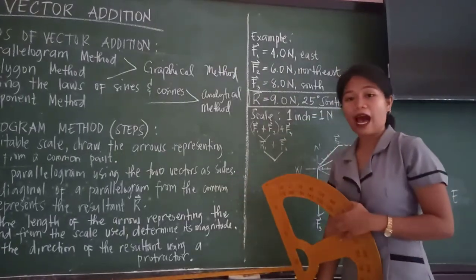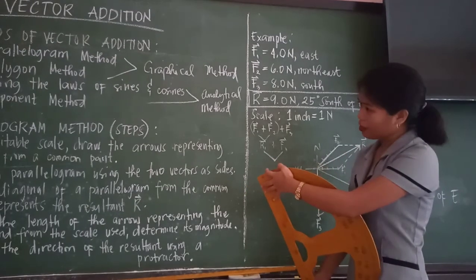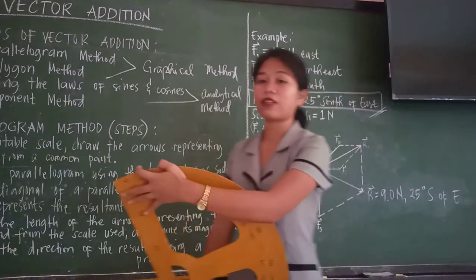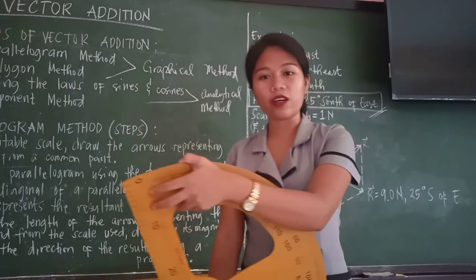Okay, so that is how you find the resultant vector using the parallelogram method. Next method is the polygon method.